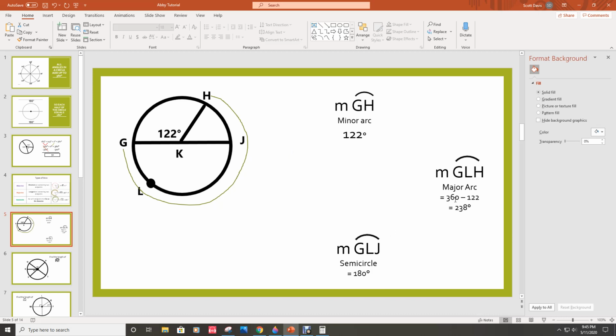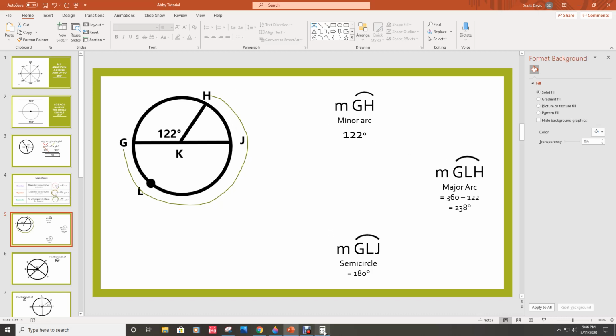So 360 degrees minus 122 equals 238 degrees. That is the measurement of GLH for arc length. Okay? And remember, it's like a sandwich. So you've got GLH. This is your end point, and this is your end point. Even though this J is sitting over here, you go right past it and go right there to your next end point where it asks you to stop.